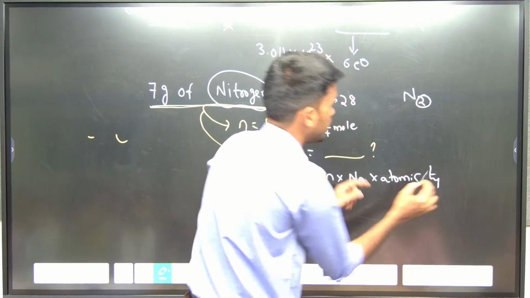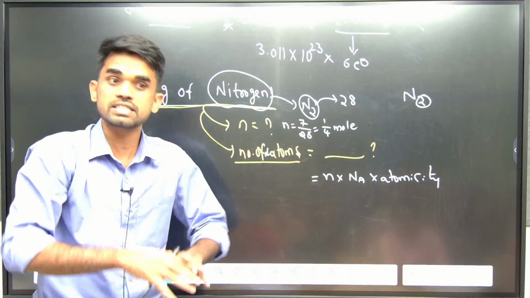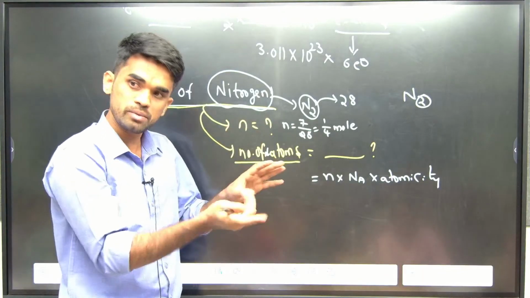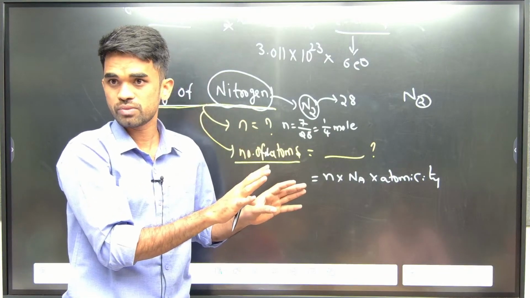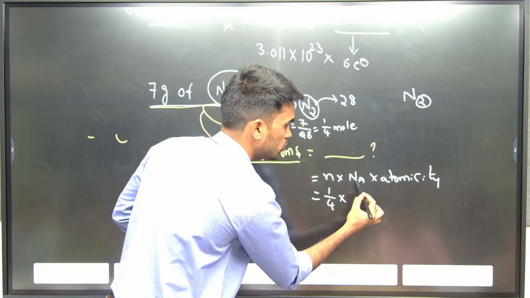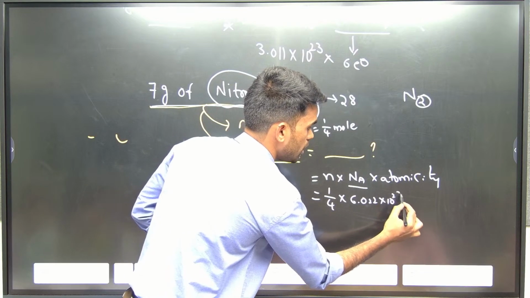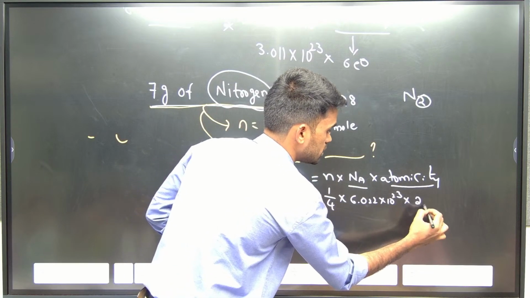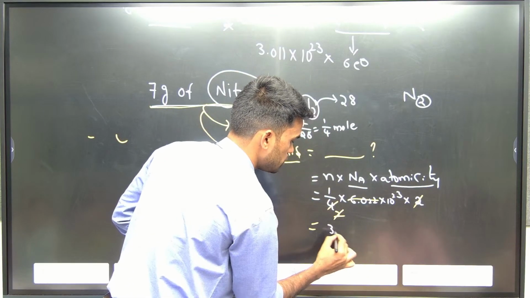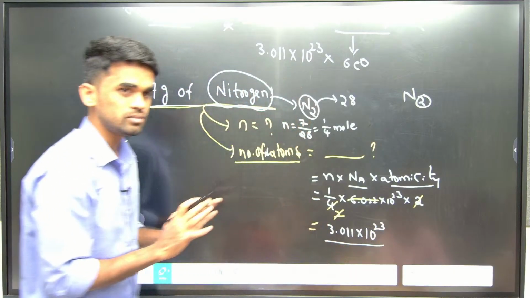So whoever came today for the first class, don't think we have discussed everything yesterday and I am doing it now. It's very basic. I am repeating whatever I discussed yesterday only. Tell me here, the number of moles are how many? Into? Atomicity is how much? 2. That's it. So 3.011 into 10 power 23. Is this clear?